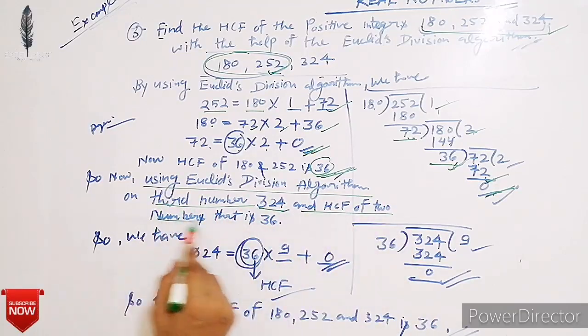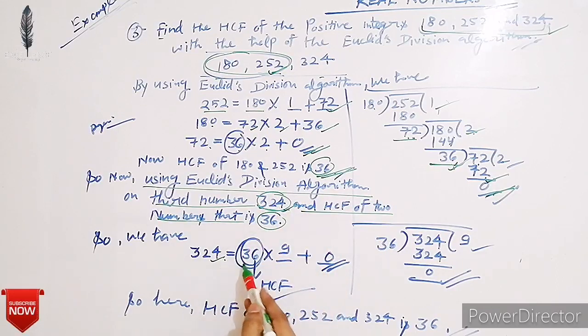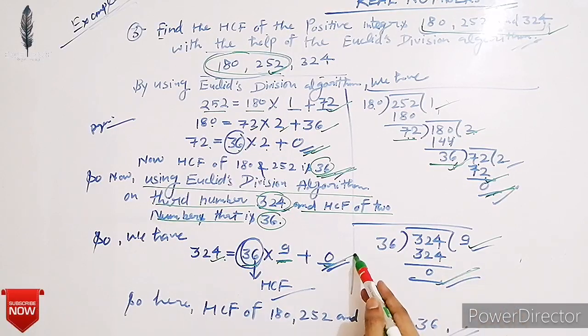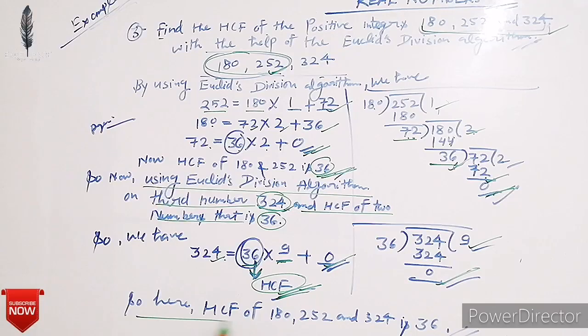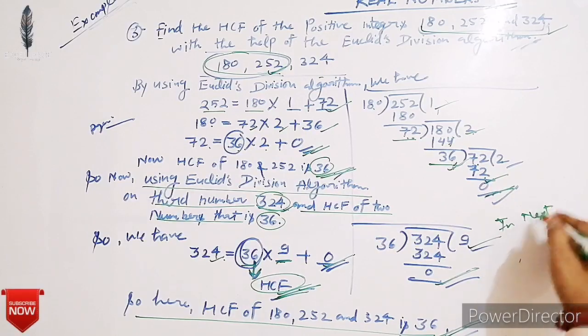So now using Euclid's division algorithm on the third number 324 and the HCF of the two numbers, that is 36. So we have 324 is equal to 36 into 9 plus remainder 0. So the required HCF of 180, 252 and 324 is 36.